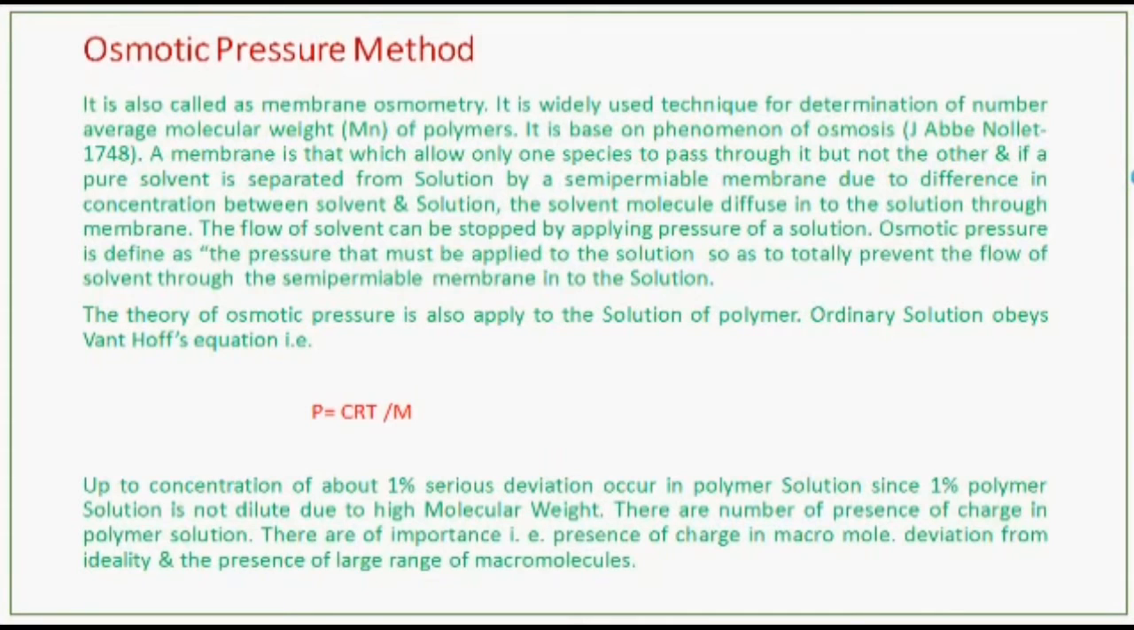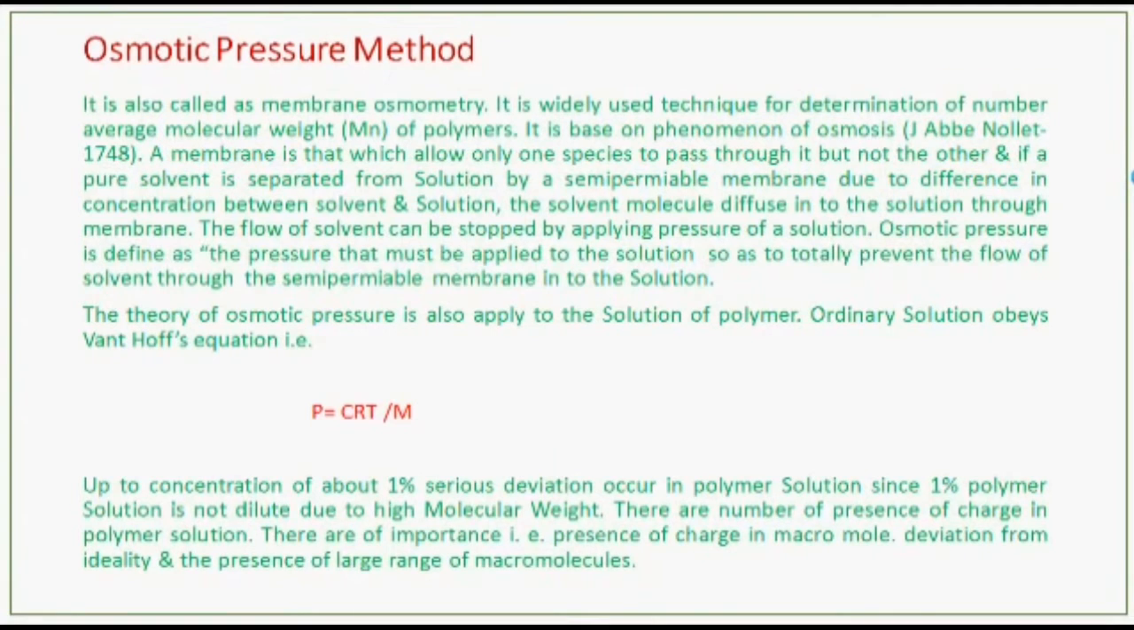Friends, as you know, a membrane is that which allows only one species to pass through it but not the other. If a pure solvent is separated from solution by semi-permeable membrane, then due to difference in concentration between solvent and solution, the solvent molecules diffuse into the solution through membrane. The flow of solvent can be stopped by applying pressure to the solution. Thus, osmotic pressure is defined as the pressure that must be applied to solution so as to totally prevent the flow of solvent through the semi-permeable membrane into the solution.